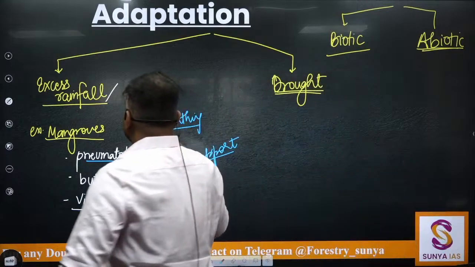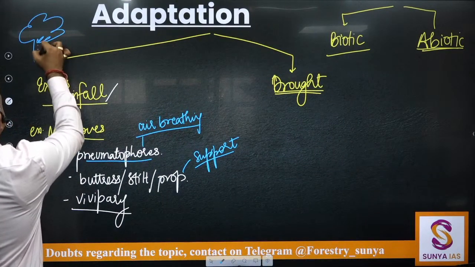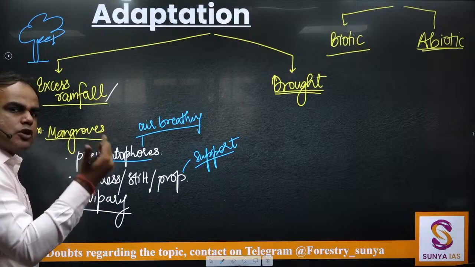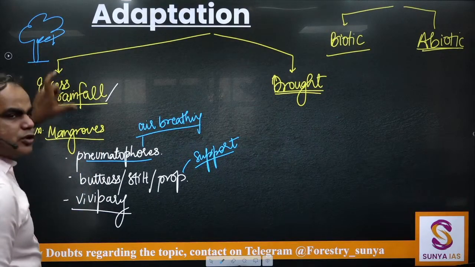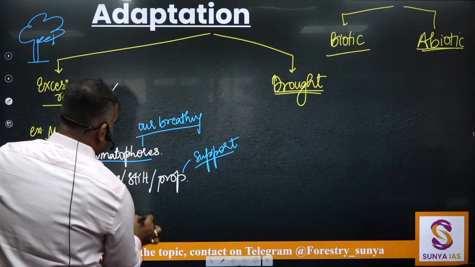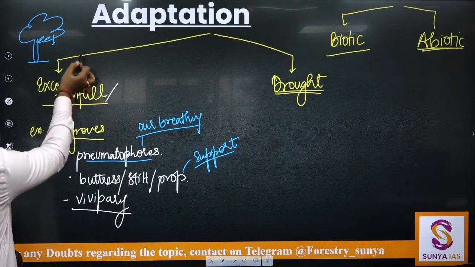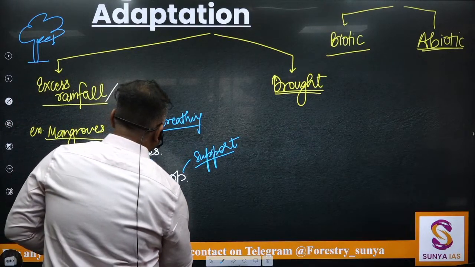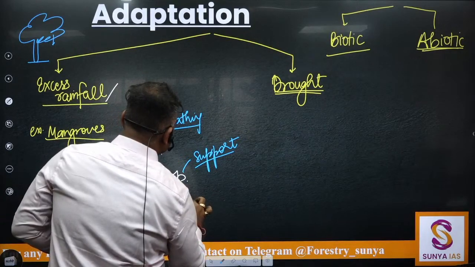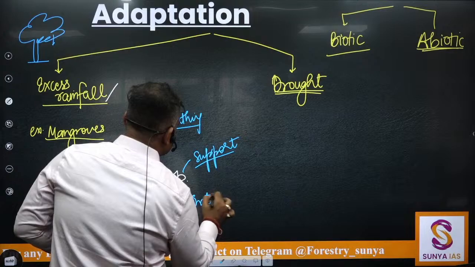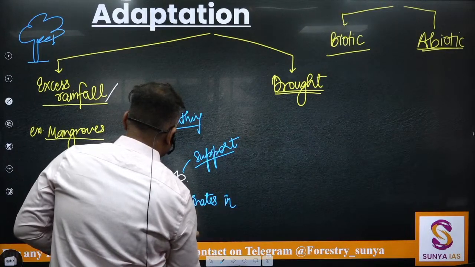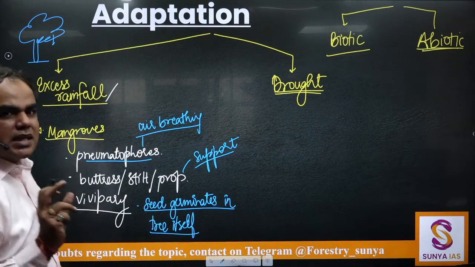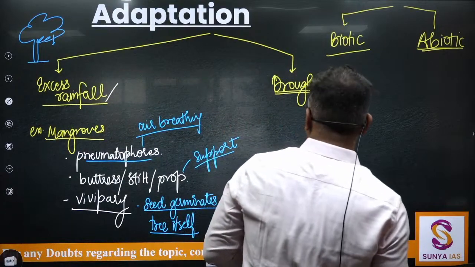Vivipary is, for example, normally in a tree, what happens, a seed will fall and then the natural regeneration will happen, fine. Of course there is also artificial regeneration, but this is how the natural regeneration happens. In vivipary, if the seed were to fall down, there is already a waterlogged condition, the seed will get destroyed. So germination of the seed happens in the tree itself. Seed germinates in the tree itself. So that is one example that we can say.